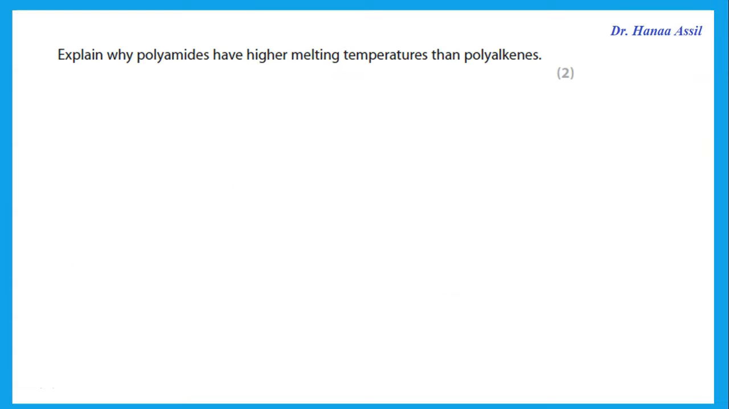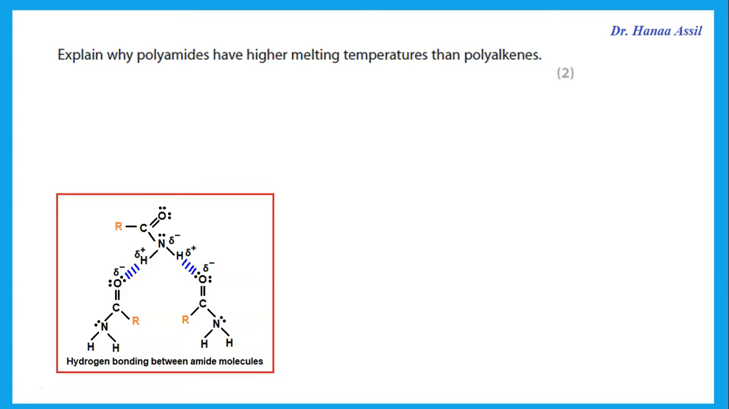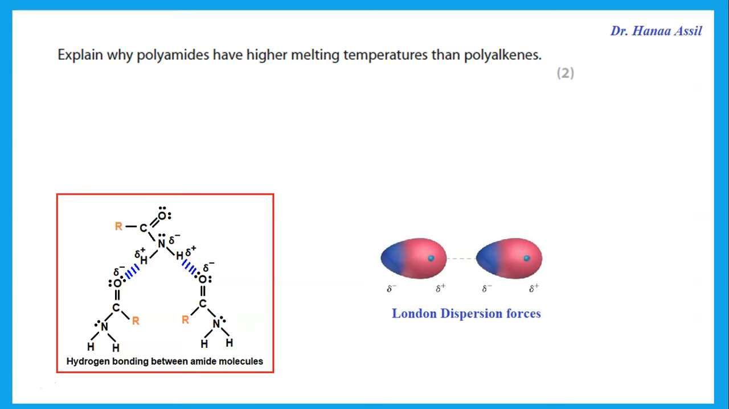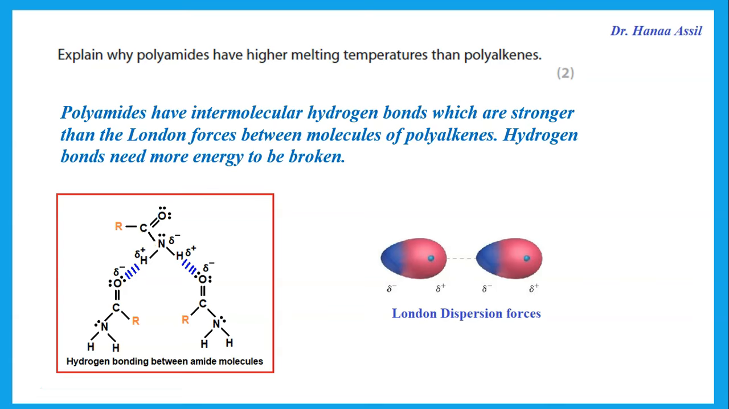Explain why polyamides have higher melting temperatures than polyalkenes. You should realize that amides can form hydrogen bonding between their molecules, while alkenes have only London dispersion forces between them. So the polyamides have intermolecular hydrogen bonds, which are stronger than the London forces between the molecules of polyalkenes. Hydrogen bonds need more energy to be broken.